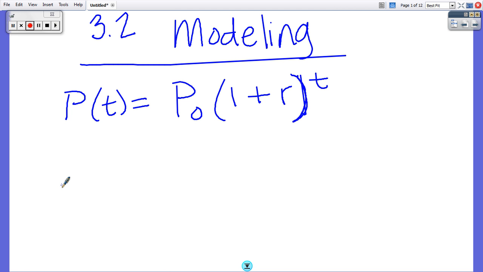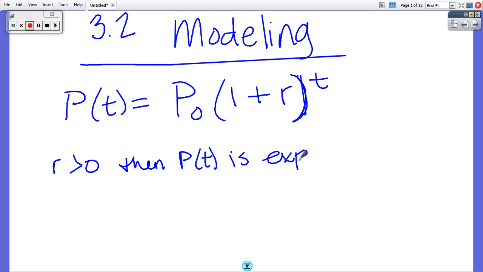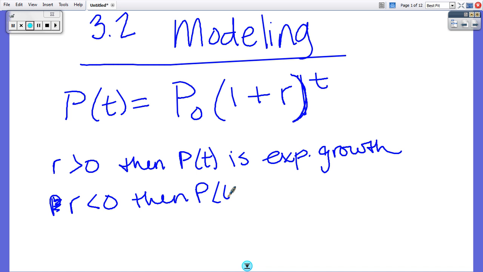If r is bigger than 0, then that means that P of t is an exponential growth function. On the opposite side, if we have r less than 0, then that means that P of t is exponential decay.